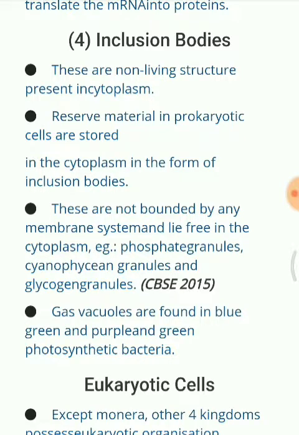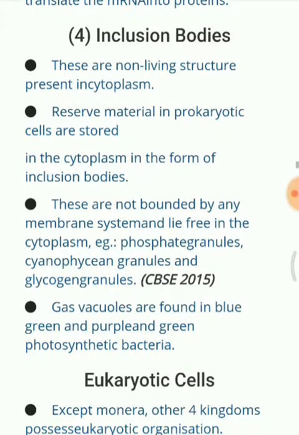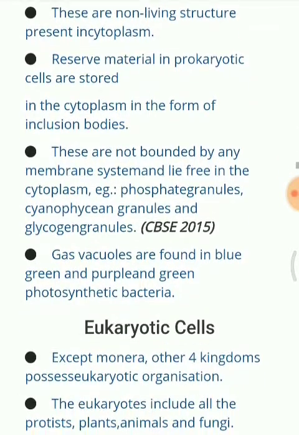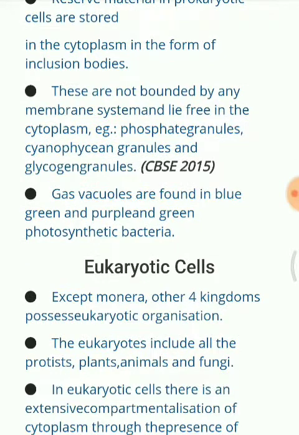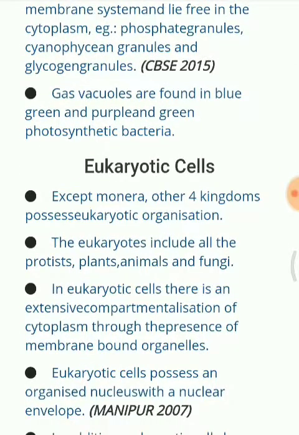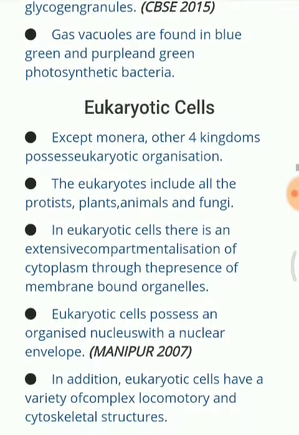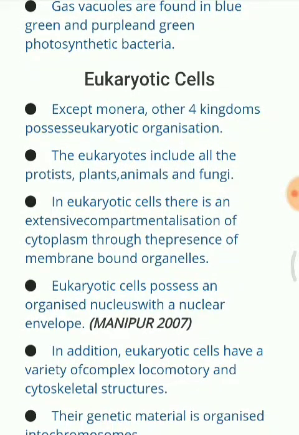Example: phosphate granules, cyanophycean granules, and glycogen granules. Gas vacuoles are found in blue-green and purple photosynthetic bacteria. Eukaryotic cells: except Monera, the other four kingdoms possess eukaryotic organization. The eukaryotic kingdoms include all protists, plants, animals, and fungi.